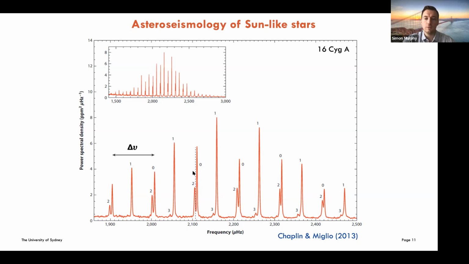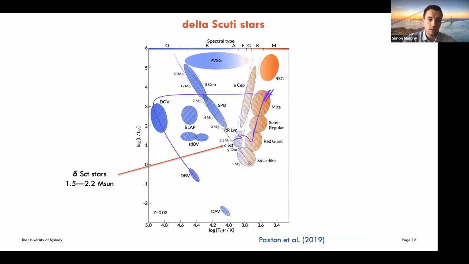That's the large frequency spacing. And that scales with the square root of the mean stellar density. So if you can measure delta nu, you can basically measure the stellar density. But today, we're not going to be talking about solar-like oscillators. We're going to be talking about delta Scuti stars, which are classical pulsators about 1.5 to 2 times as massive as the sun. And this is where they are located on an HR diagram.